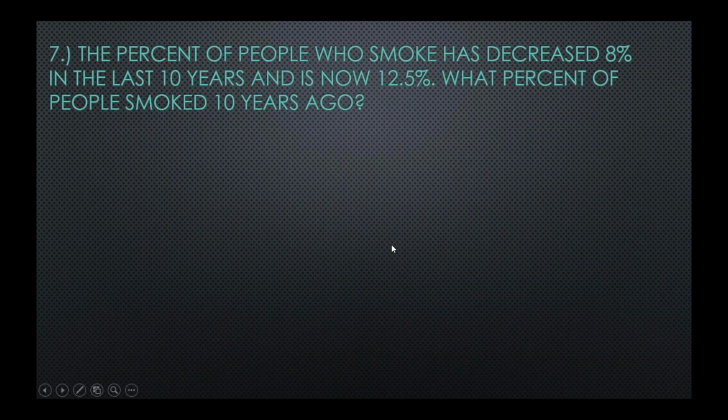Okay. One more for this section, and then we're going to move on to 25, and we'll get through as much of 25 as we can, and then we'll pick up the rest next week. There are 2 or 3 problems in section 24 that are like this, and they tend to be the ones that people have the most trouble with. So the percent of people who smoke has decreased 8% in the last 10 years and is now 12.5%. What percent of people smoked 10 years ago? And the reason these tend to be the most difficult is because we have 2 different percentages written here.